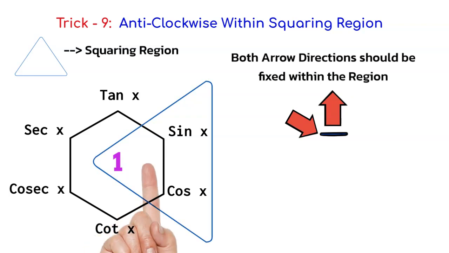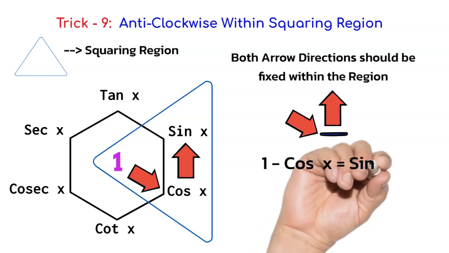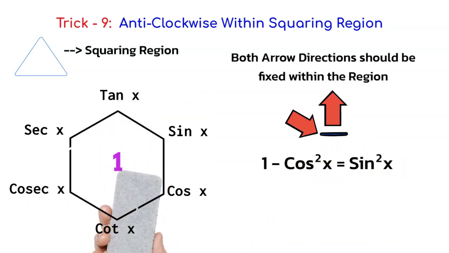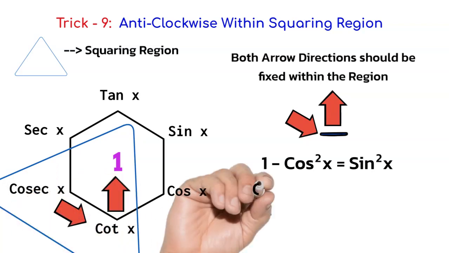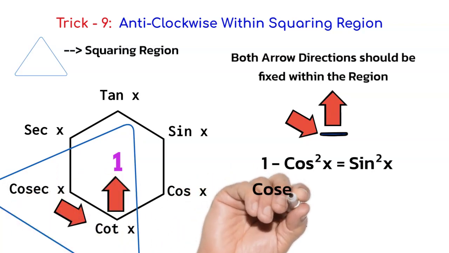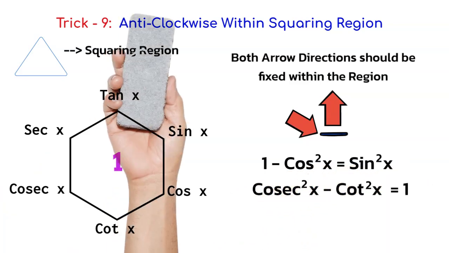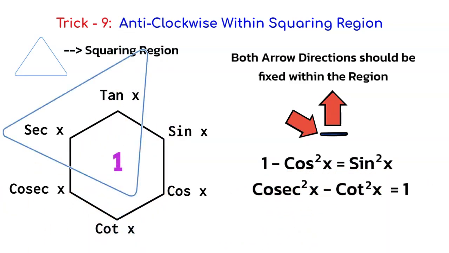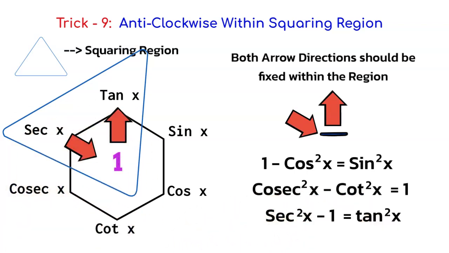So considering the first set, we will get 1 minus cos square x equal to sin square x. For the next set of elements, we will get cosecant square x minus cot square x equal to 1. For the next set of elements, we will get secant square x minus 1 is equal to tan square x. So now let's revise.